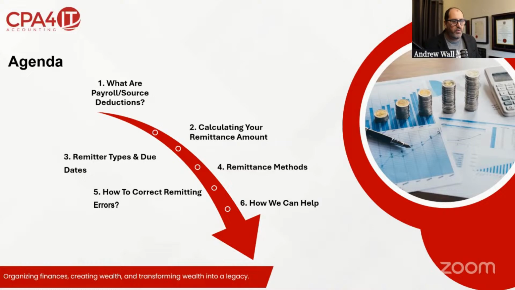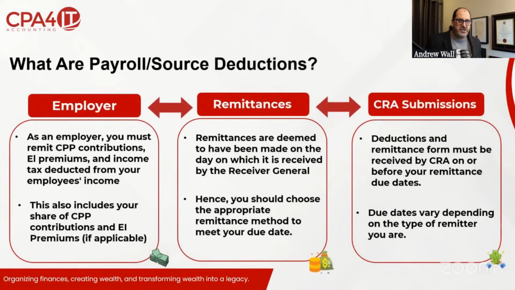So let's start with what exactly are payroll source deductions. Payroll source deductions are the amount of money that is withheld from the employee's paycheck by the employer and remitted to the government on behalf of the employee to pay their CPP, income tax, and EI if applicable. So this would also include both the employer and the employee's share of the CPP and EI, again, if EI is applicable. So remittances are the amount of money that are paid by the employer to the government.